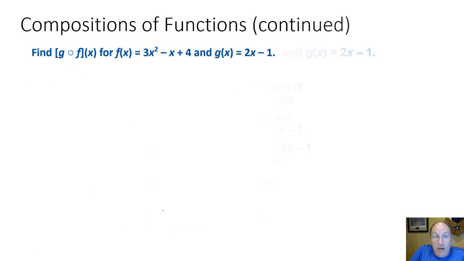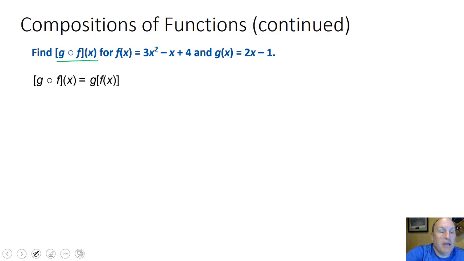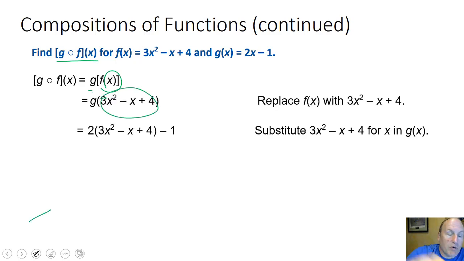Now, if we flip it around, then it becomes g of f of x. G of f of x is the same thing as having f of x be the input into g. So we're starting with the f of x and working our way out. So what we're going to do now is put f of x into g of x. So 3x squared minus x plus 4 now becomes the input into g of x. Now we're going to evaluate g of f of x.